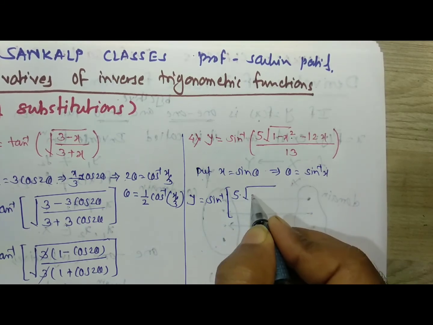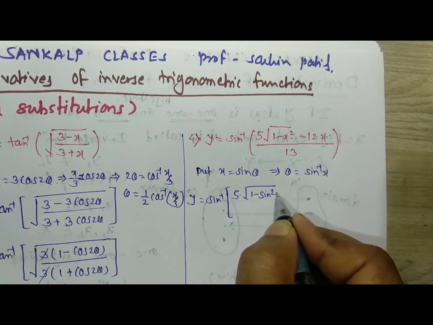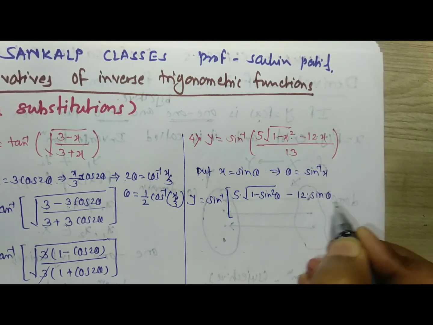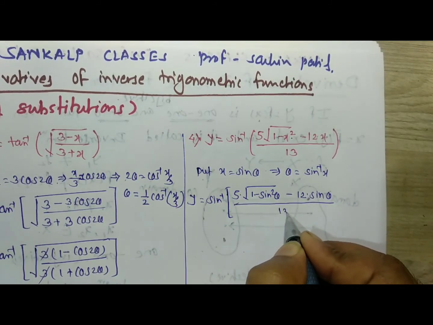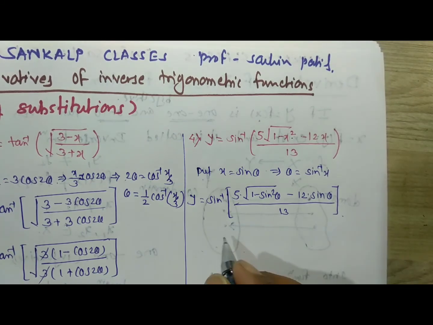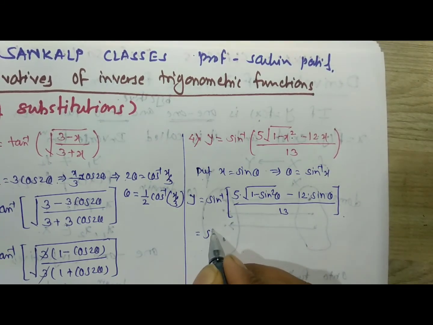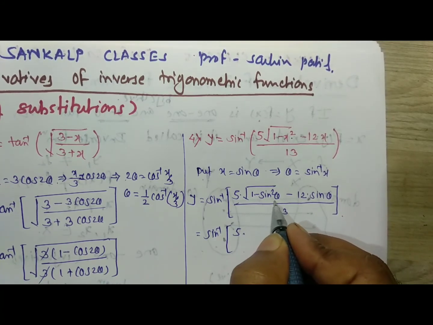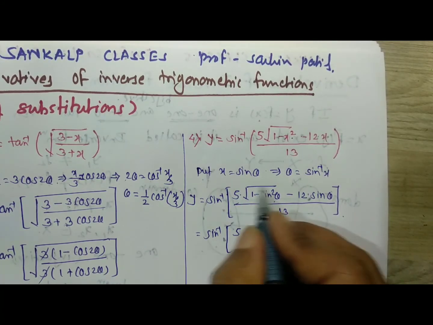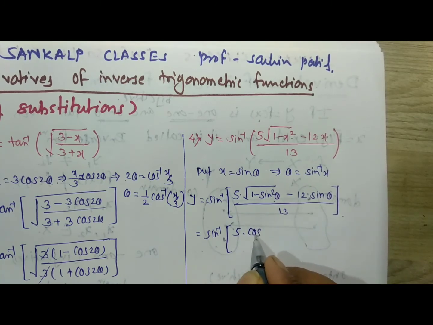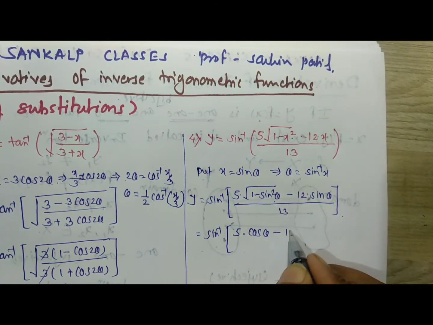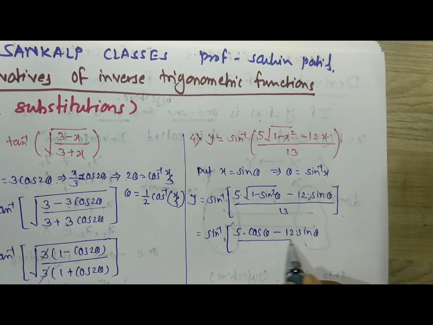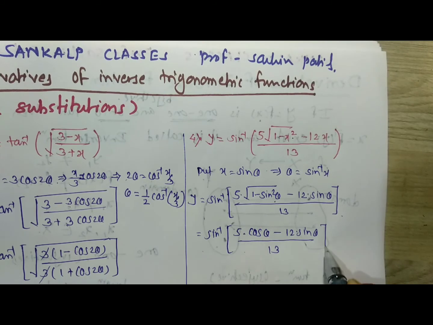5 into square root of 1 minus sine square theta minus 12 into sine theta divided by 13 is here, and once again you have to consider sine inverse inside the bracket 5 into 1 minus sine square theta, which is nothing but cos square theta, and the square root of cos square theta is cos theta, cos theta minus 12 into sine theta divided by 13.